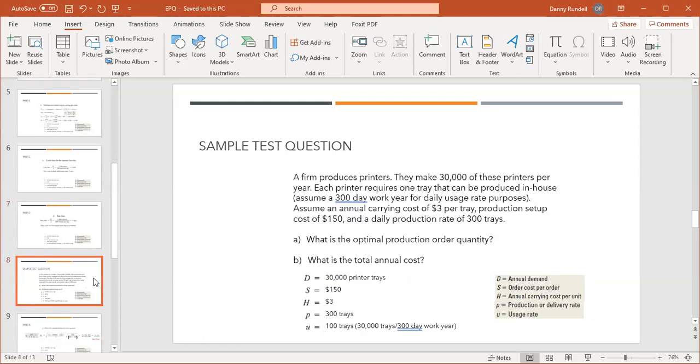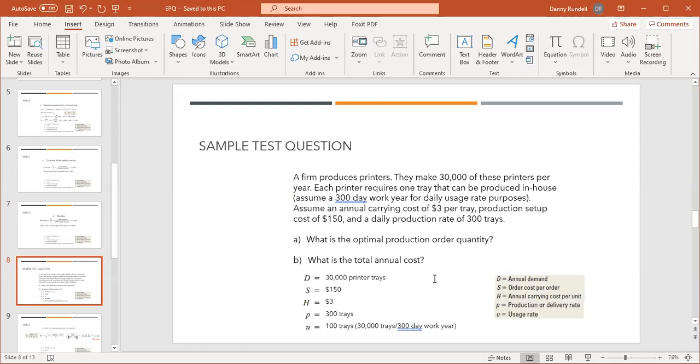So here's a sample test question. A firm produces printers. They make 30,000 of these printers per year. Each printer requires one tray that can be produced in-house. You assume a 300-day work year for daily usage rate purposes. Assume an annual carrying cost of $3 per tray, production setup cost of $150 and a daily production rate of 300 trays. So there we see the production rate. So that should make us think, okay, this is EPQ. First part of the question is, what is the optimal production order quantity? Second part is, what is the total annual cost?